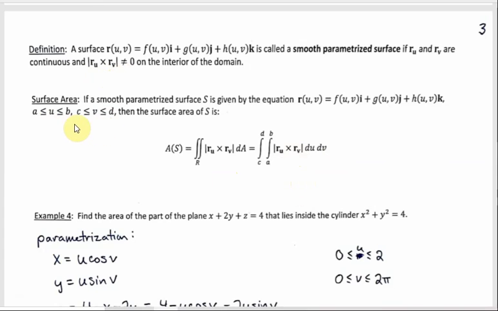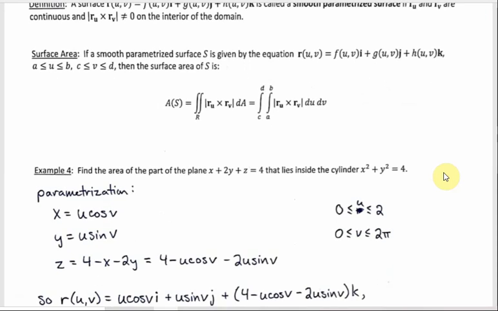Okay, so a surface area: if we have a smooth parameterized surface S where that's its equation right there, plus the limits for u and v down there, then the surface area of S is the double integral of the length of the cross product of the two partial derivatives. So you get the two partial derivatives, then the cross product, then the length, and then you integrate this thing. That's basically what we're going to do, although sometimes you have to actually get the parameterization first. So that's the very first thing, right?